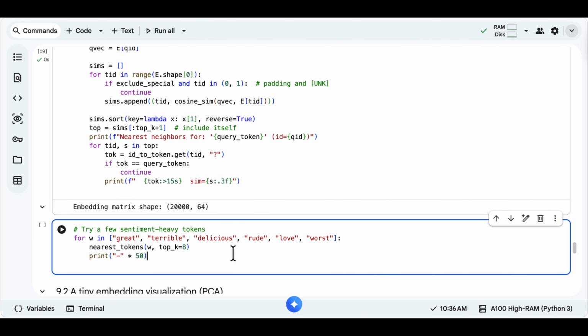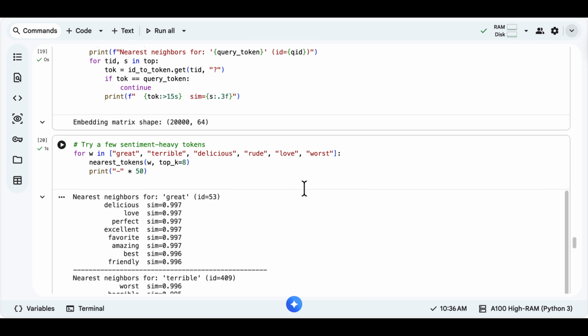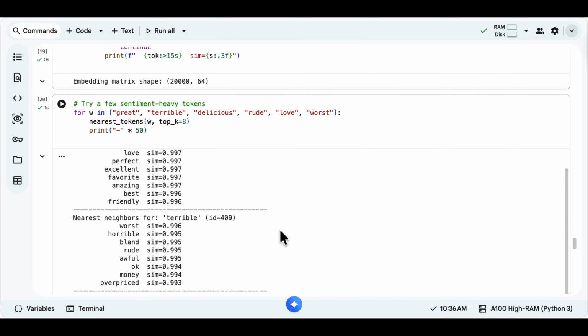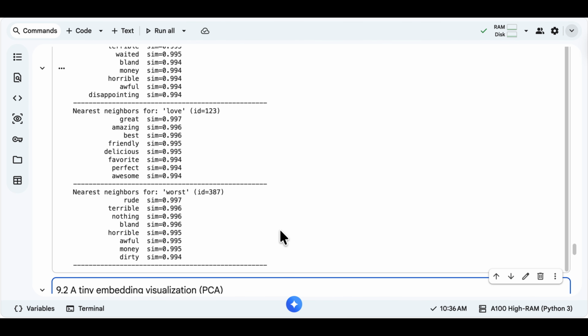Now we inspect the learned space using cosine similarity, which compares vector direction rather than raw length. High cosine similarity means two tokens point in a similar direction in the embedding space. The results are intuitive and also revealing. Great is near delicious, love, perfect, and amazing. Terrible is near worst, horrible, bland, rude, and awful.